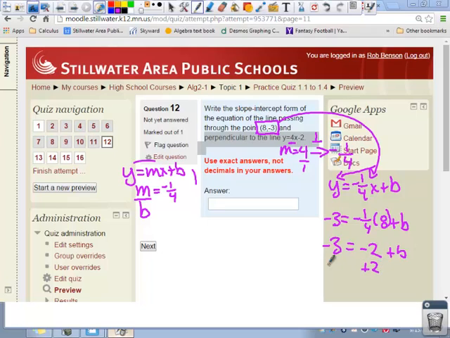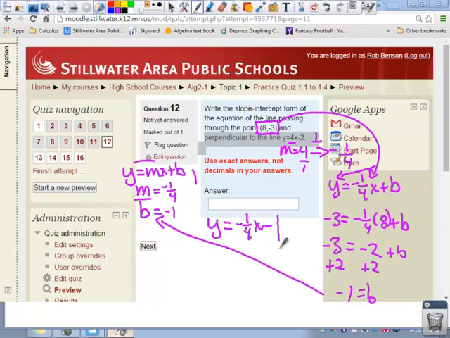Then we're going to add 2 to both sides to get b by itself, and I got b is equal to negative 1. Now I know what my b is, so I can rewrite my new formula. The equation of a line that is perpendicular to this line but goes through this point is y equals negative 1/4 x minus 1.